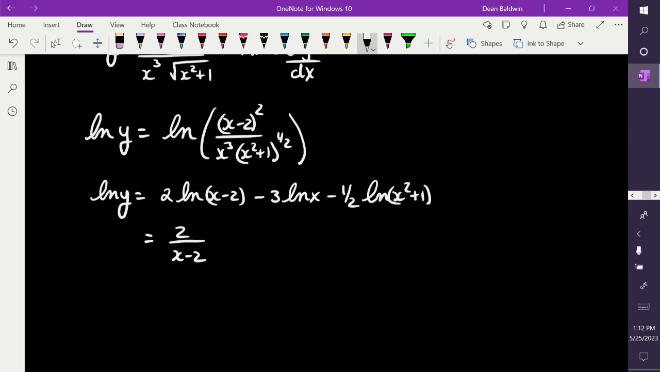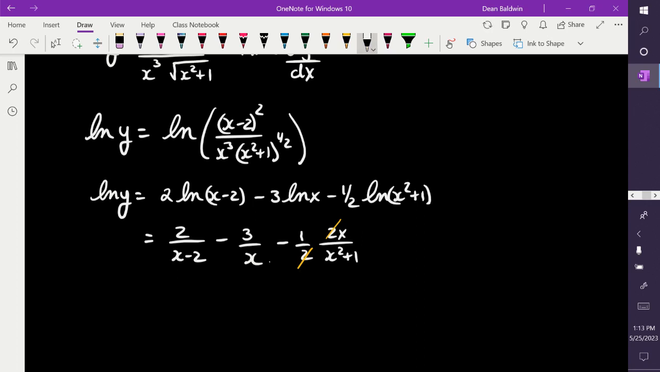Because it's 1 over that times the derivative of x minus 2, which is 1. But the 2 is still sitting there. Minus 3 over x. Do we agree with that? Minus the 1/2 is still there. The x squared plus 1 is still there. What goes up top? 2x. So I can cancel those 2's, right? Just cancel them like that. That's the derivative of the right side.